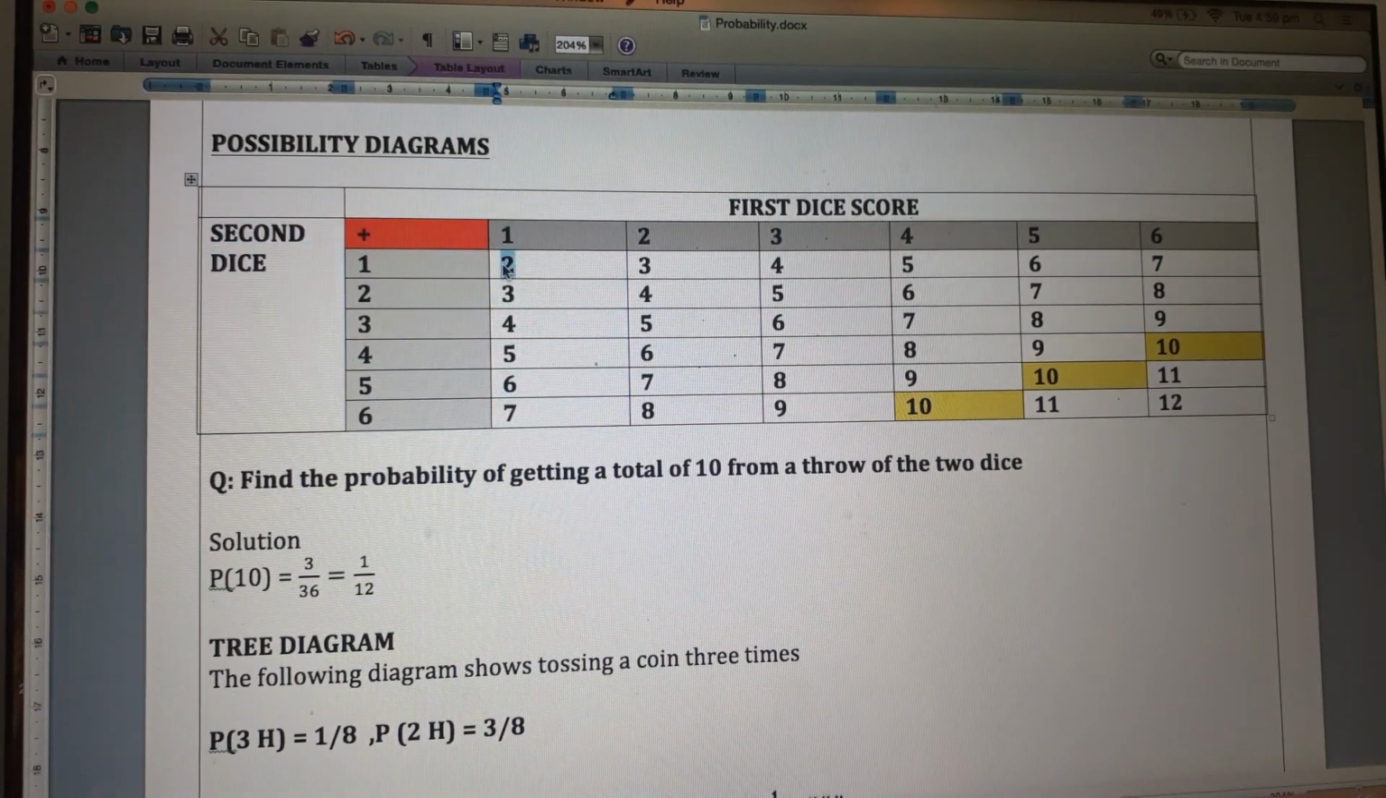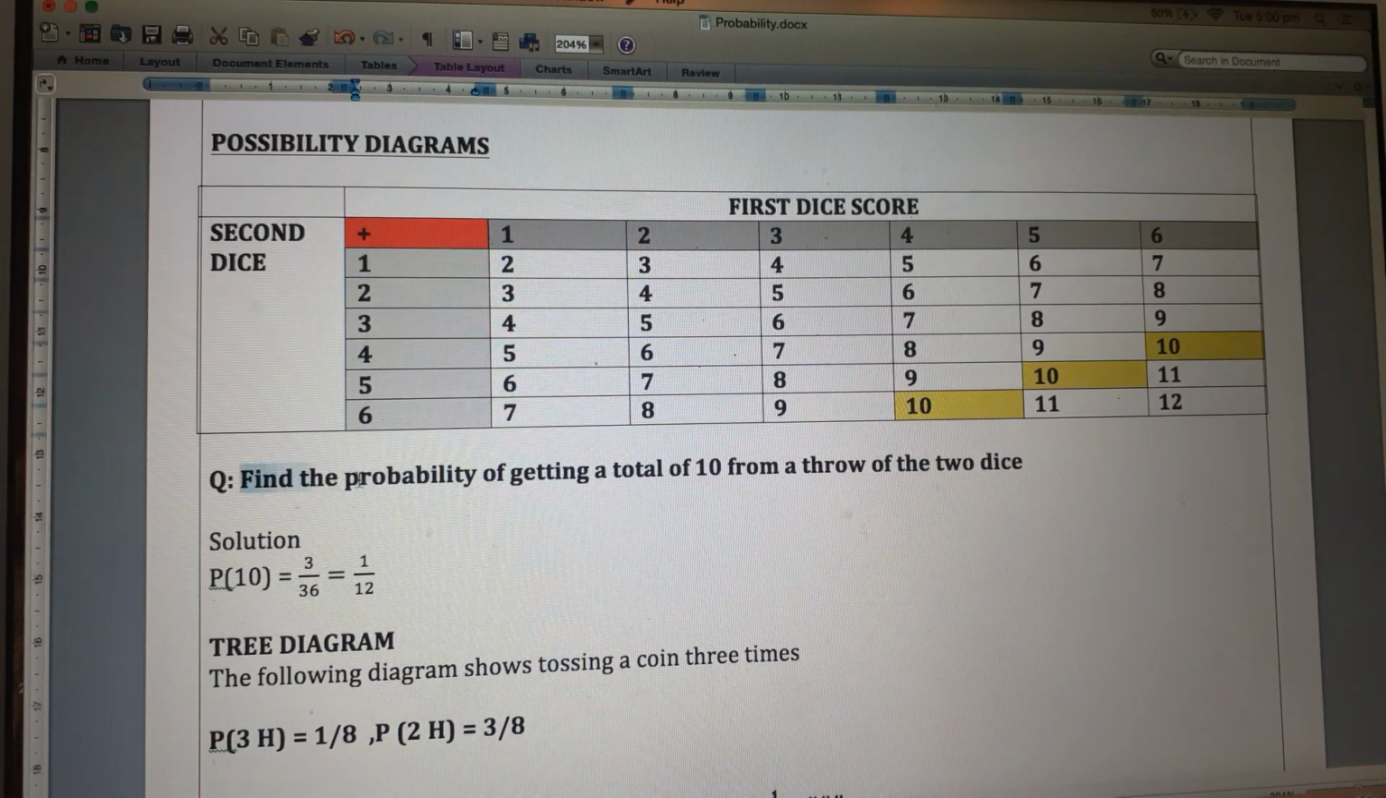2. Similarly, if I get a 2 on the first dice and a 1 on the second dice, then my result will be 3. 2 from the first dice, 1 from the second dice, 2 plus 1, 3. Similarly, I will get 4 if I get 3 on the first dice and 1 on the second dice. 3 plus 1 is 4. So these are the results of the addition of the outputs of the two dice that are thrown simultaneously.